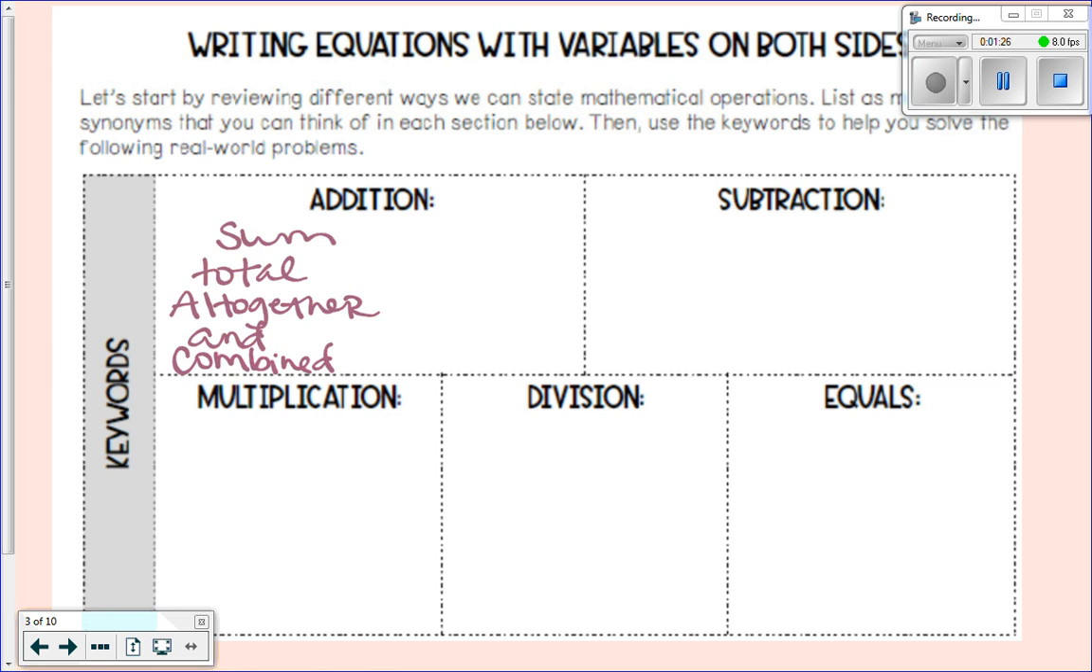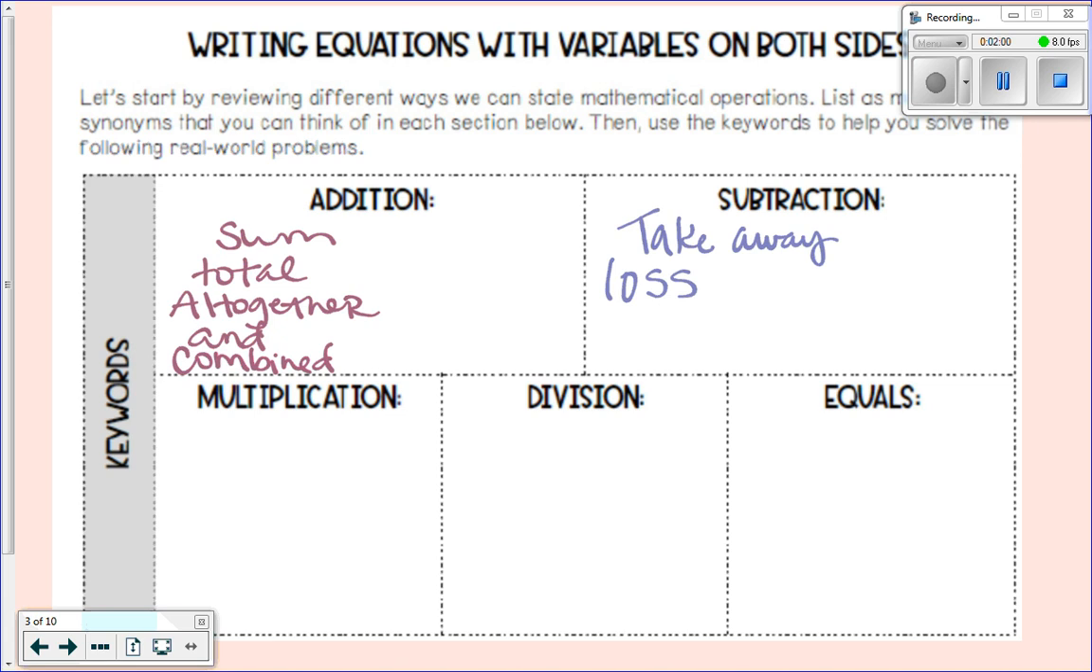All right. What about subtraction? How would you know you would need to subtract? Take away. What about a loss of 10 yards? What word? Loss. Good. And we can always go back and add more.